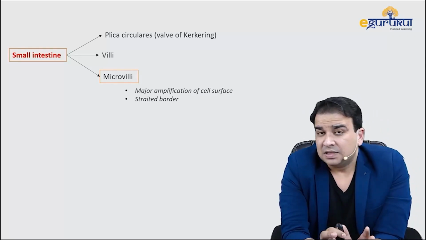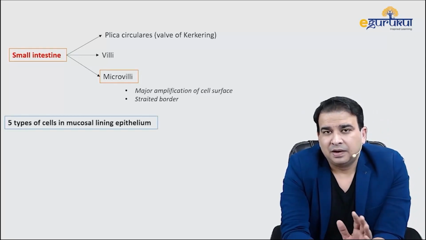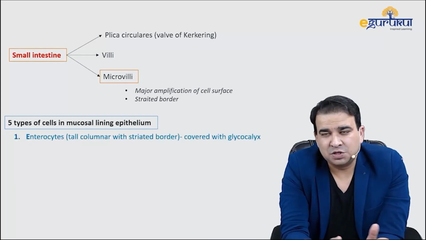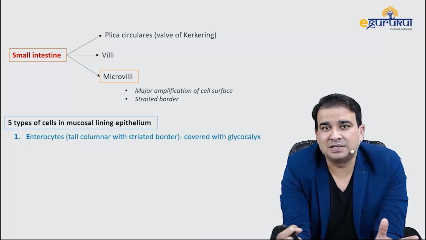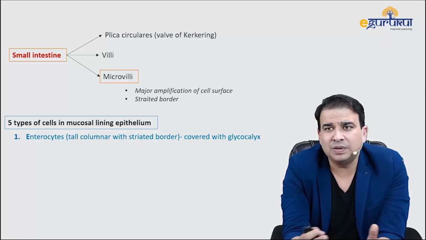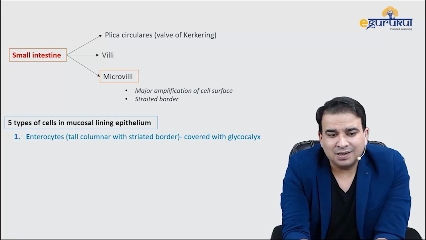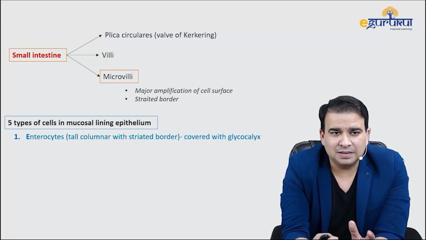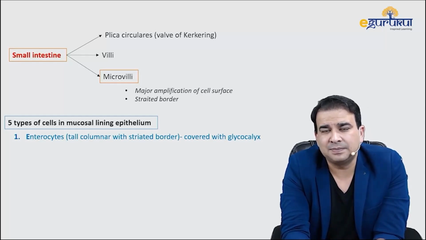The 5 types of cells which are present in the small intestine are, one, obviously the enterocytes, which we said have the striated border. These are the tall columnar cells, the predominant cell, and they are covered with the secretion that is glycocalyx. Glycocalyx is a glycoprotein, and this glycoprotein will help in the absorption of certain kinds of amino acids and sugar. That is what the glycocalyx is.